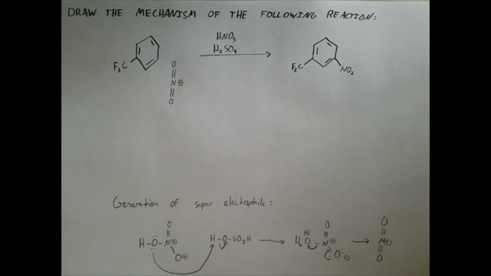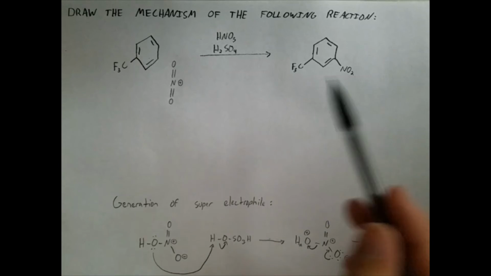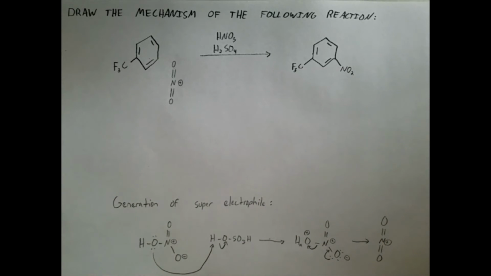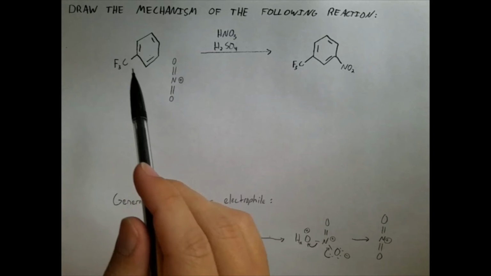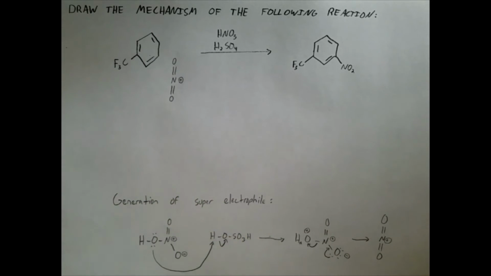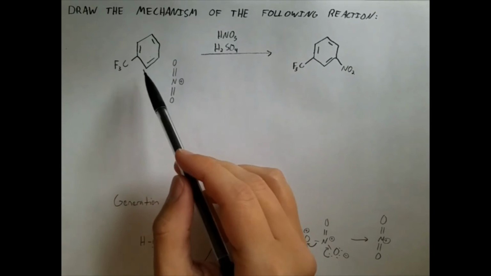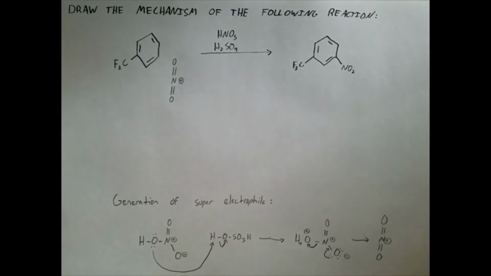Now it still will, and that's how we're going to get our product over here, but it's going to change where this nitronium ion can add. So this CF3 group is going to be what we call a meta-director. And so what we know from class is that meta-directors are going to add to the second carbon over from where the substituent is. So it's going to add here, as we can see in our product.